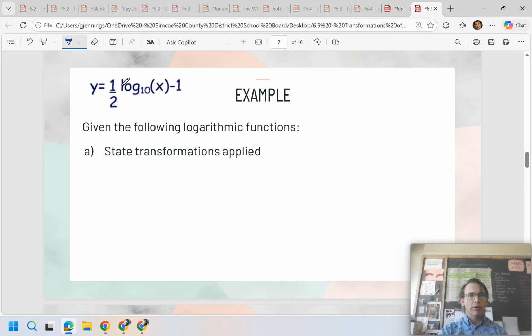Let's go. What are our transformations here? Well, I'll get started, but you tell me what they mean. What does that mean? Being compressed by a factor of 2.